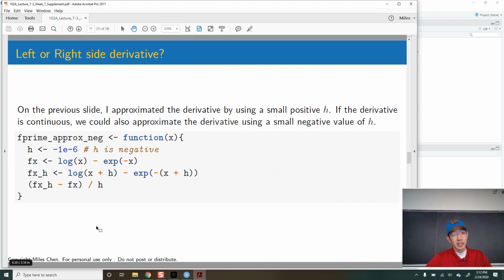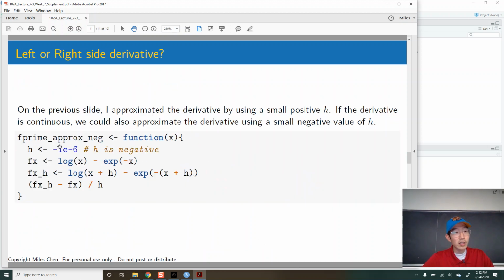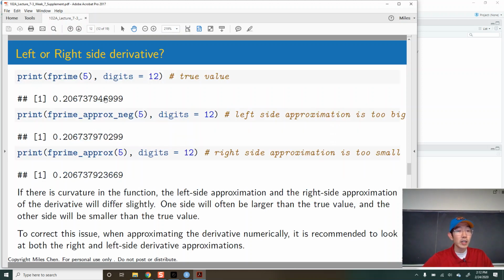All right, and then the other thing is here I added 1e to the negative 6. I could also add a negative version, 1e to the negative 6 but negative. So I have log of x, e to the negative x, and then I do log of x plus h, negative e to the x plus h. I take that difference, and then what we see is that the true value is this.